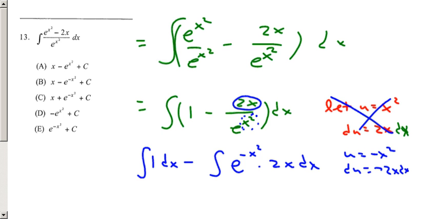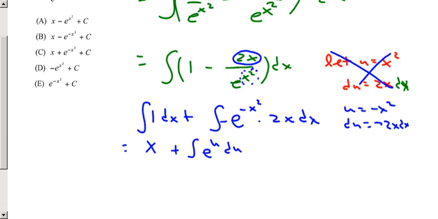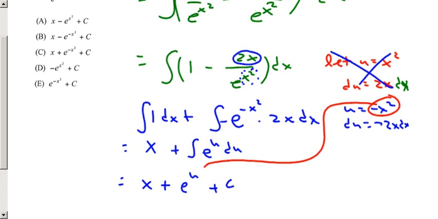So if I put a negative in here and a negative outside, which is going to make that a positive, we can rewrite this as, well, here we just get x plus the integral of e to the u du, which is just e to the u plus c, where u is this. So we have x plus e to the negative x squared plus c.